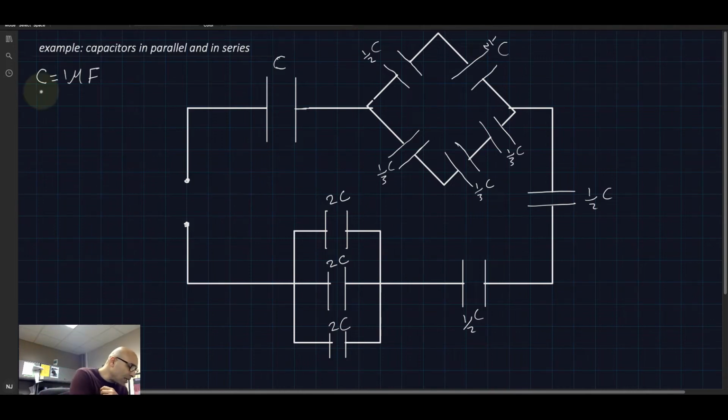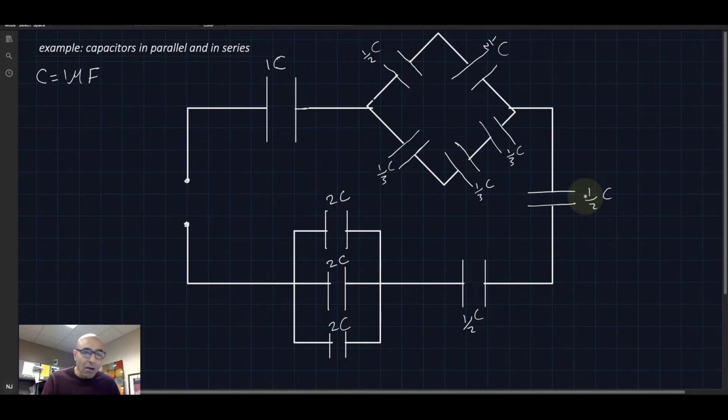Assuming that C, the capacitance, is equal to 1 microfarad, we have a collection. For example, this is 1C, this is half a C, which is 0.5 microfarad. This is 1/3 microfarad, this is 2 microfarads, and so on. You get the idea. So we need to find out what the capacitance of this whole circuit is.